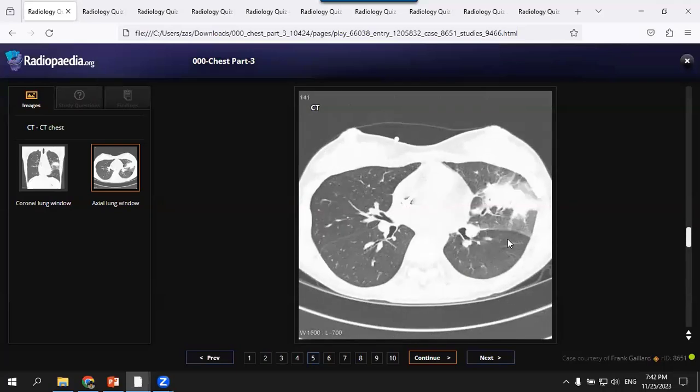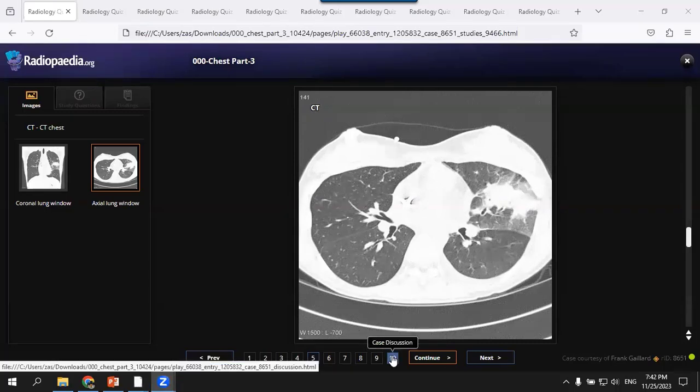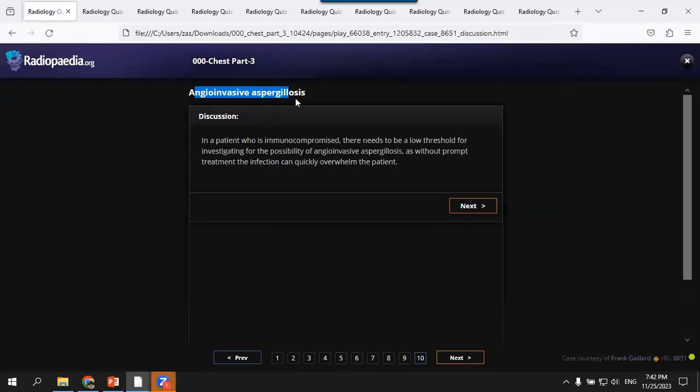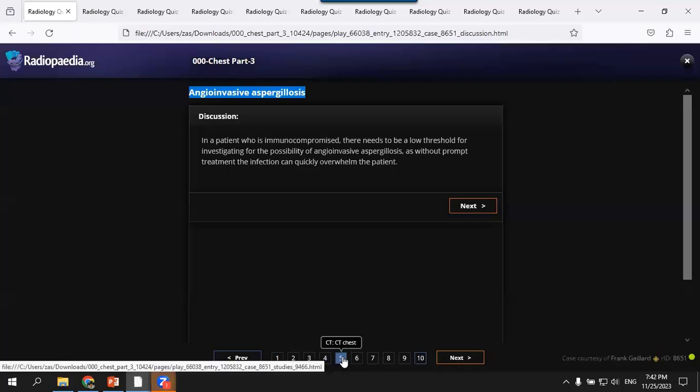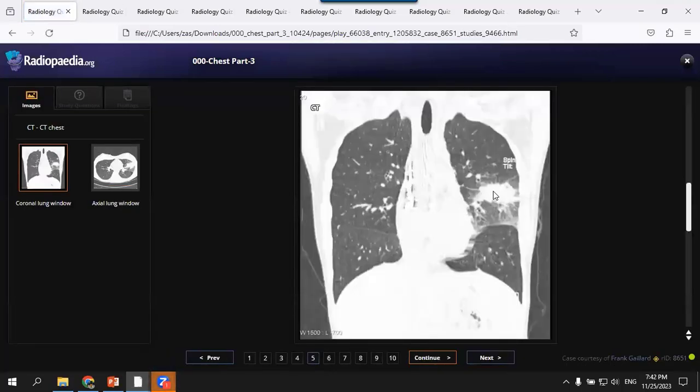So again, this could be a lesion with significant surrounding ground glass opacification. This could be fungal pneumonia maybe. When a consolidation is surrounded by ground glass, the term is halo sign. In a patient under chemotherapy, you think of angioinvasive aspergillosis. One of the common causes of halo sign, a density surrounded by ground glass, is angioinvasive aspergillosis.